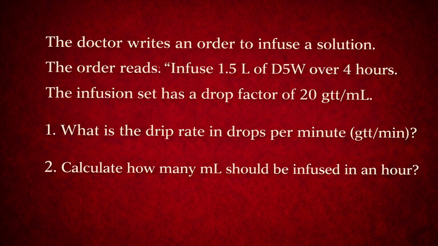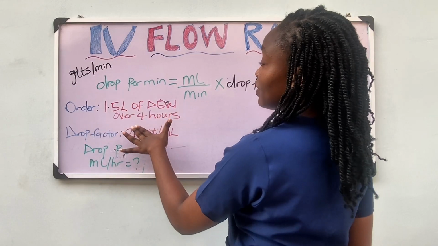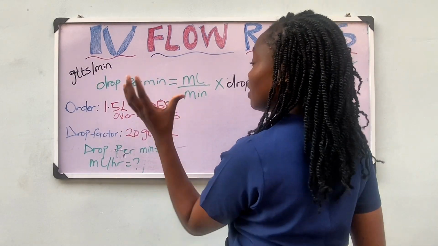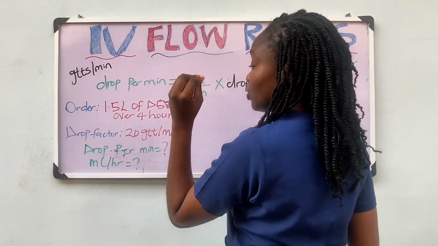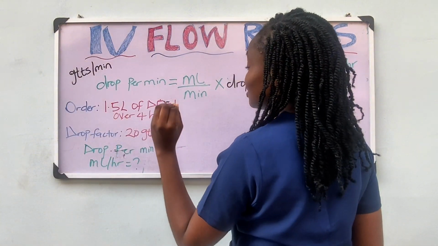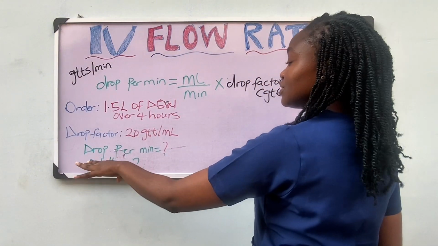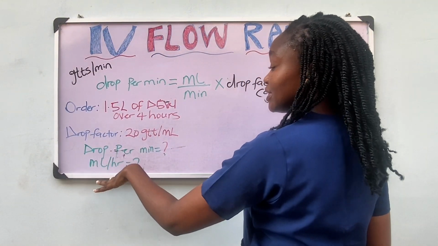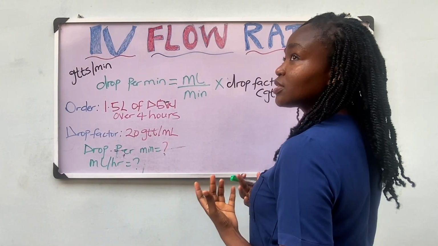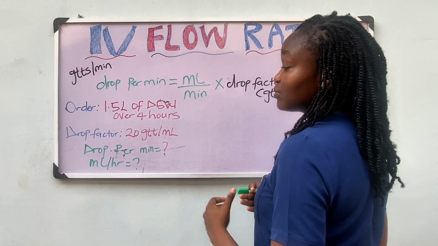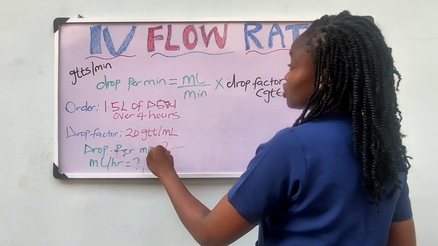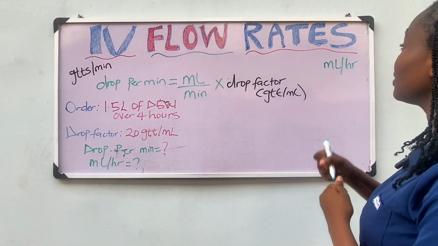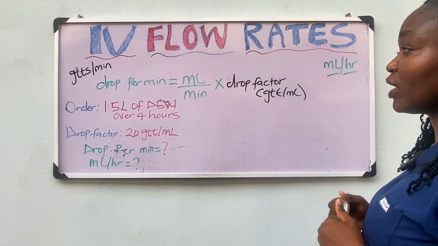So for my question, we had 1.5 liter of dextrose over 4 hours. We have a drop factor of 20, and we are looking for the drop per minute and also the milliliter per hour. I was able to add the question for milliliter per hour because most times questions involving IV fluid that you meet in your exams, you don't just only meet drop per minute questions. Different times you'll be asked to calculate the milliliter per hour, and that was the reason why I included it.